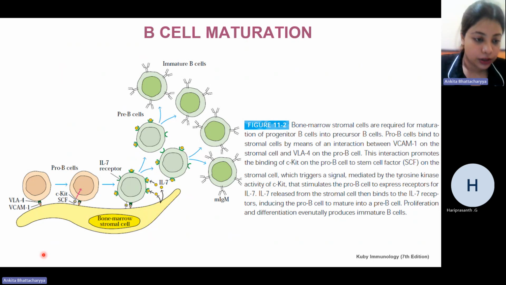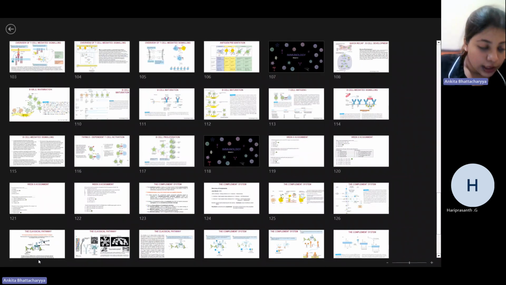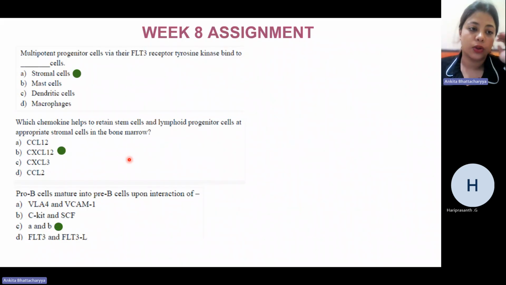Coming back again to that slide, the second question was about which chemokine helps to retain stem cells and lymphoid progenitor cells at the appropriate stromal cells in the bone marrow.